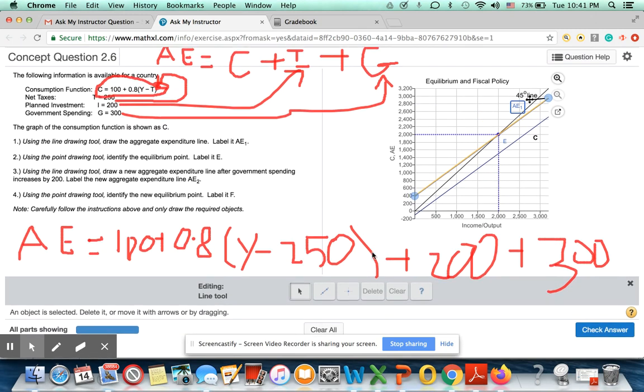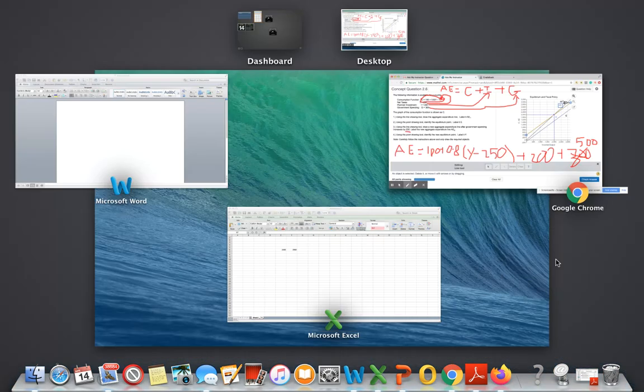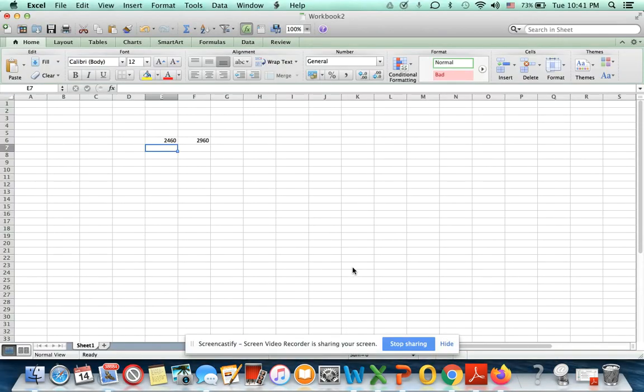Okay, so what happens when we increase government expenditure by 200? Instead of 300, we have 500 in here. So how does that affect the aggregate expenditure curve? Basically, it shifts up by 200. It doesn't affect the consumption function, but you're going to add here 500.